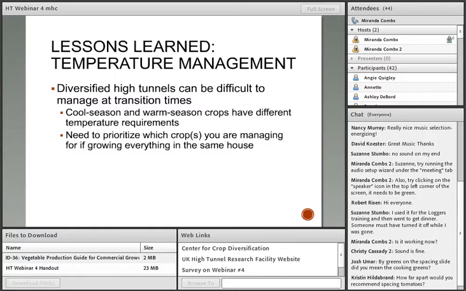So if you have several high tunnels on the farm and you want to run a diversified kind of operation, you're much better off creating zones.